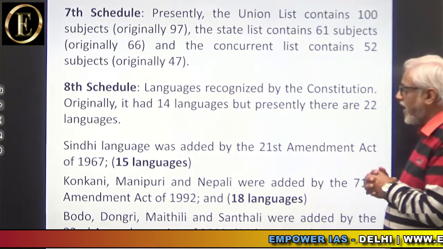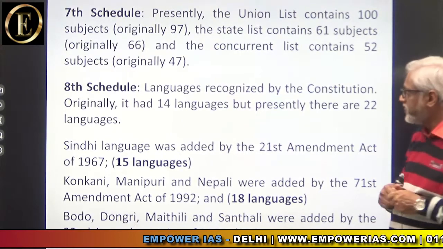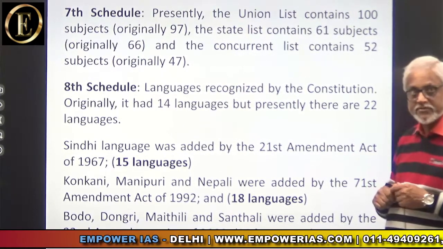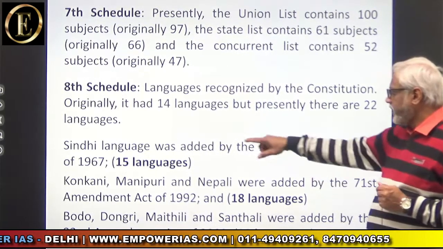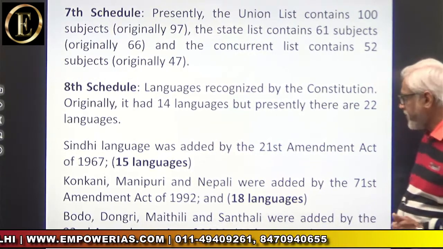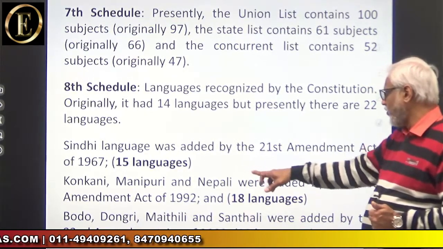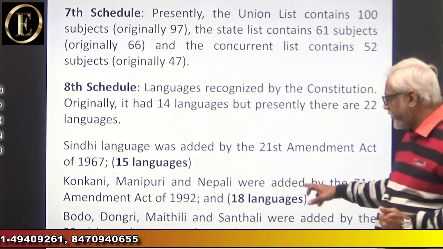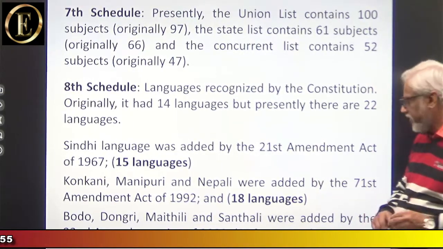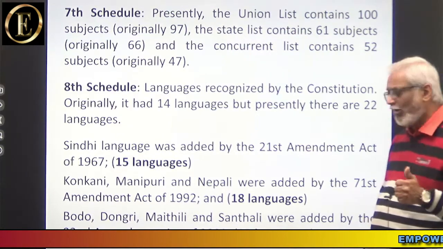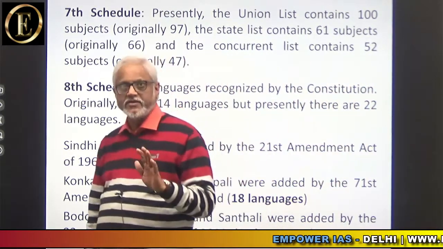The 8th Schedule is the languages recognized by the constitution, so it is called the language schedule. It originally had 14 languages, but presently there are 22 languages, and you can see how the number has grown. In the 21st Amendment Act of 1967, the Sindhi language was added, so it became 15. Then in 1992, with the 71st Amendment, we got 3 more languages: Konkani, Manipuri and Nepali. It became 18 languages. Then in the 92nd Amendment in 2003, we got another 4 languages: Bodo, Dogri, Maithili and Santali. Altogether, now we have 22 languages in the 8th Schedule.